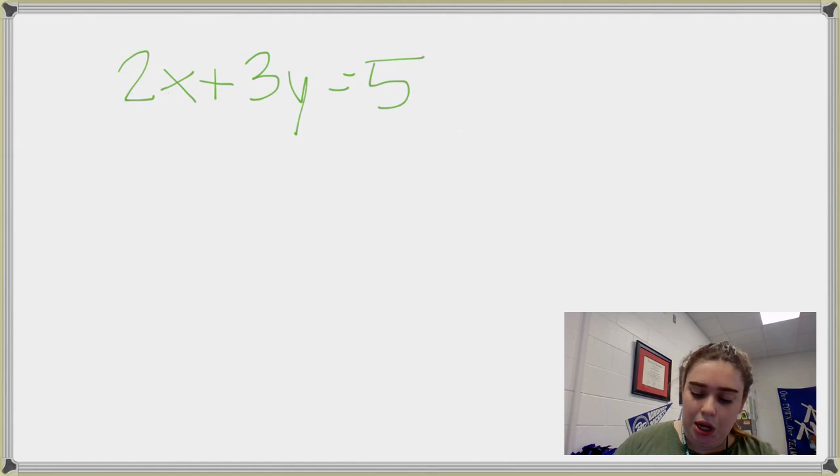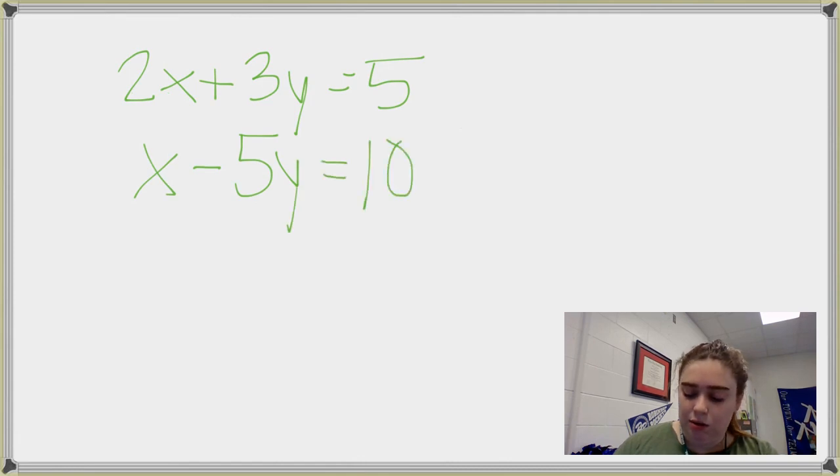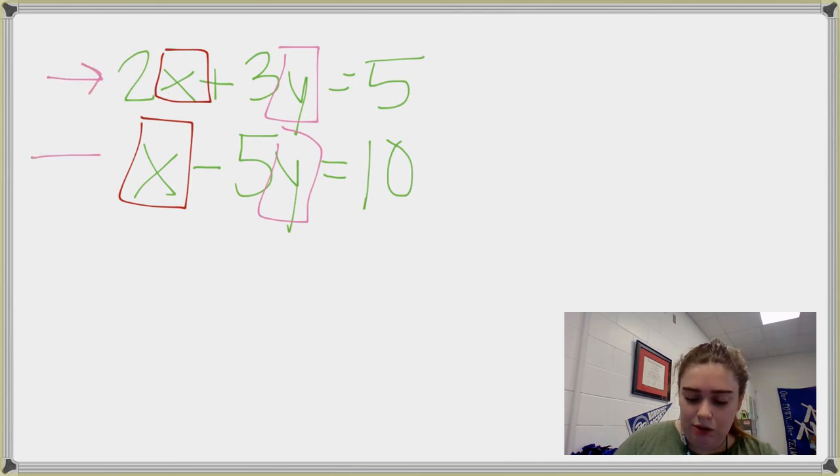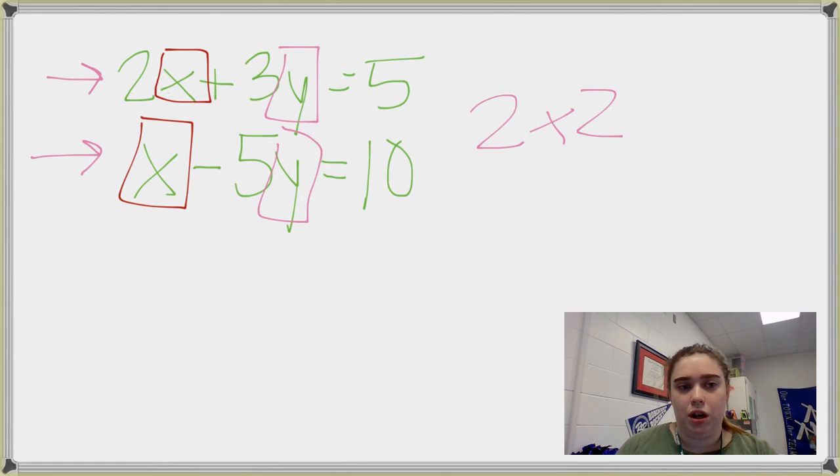So it could be something like 2x plus 3y equals 5 as our first equation. And then our second equation could be x minus 5y equals 10. Okay, so you see we only have 2 variables. What are our variables? X, and the other one is y. And we only have 2 equations, right? So that's how we come up with a 2x2 system of equations, okay?